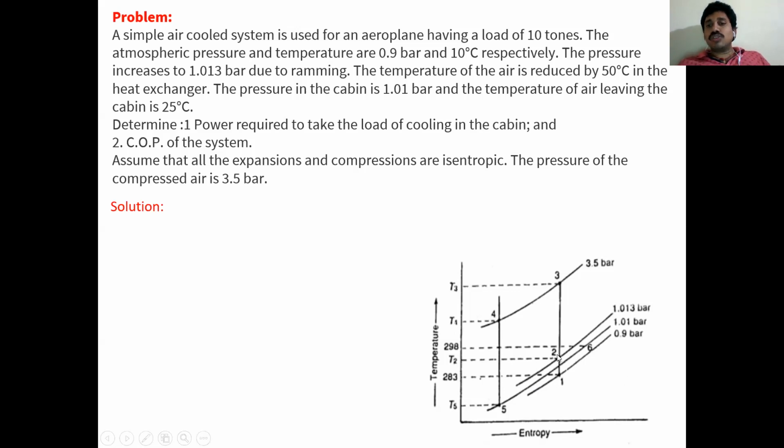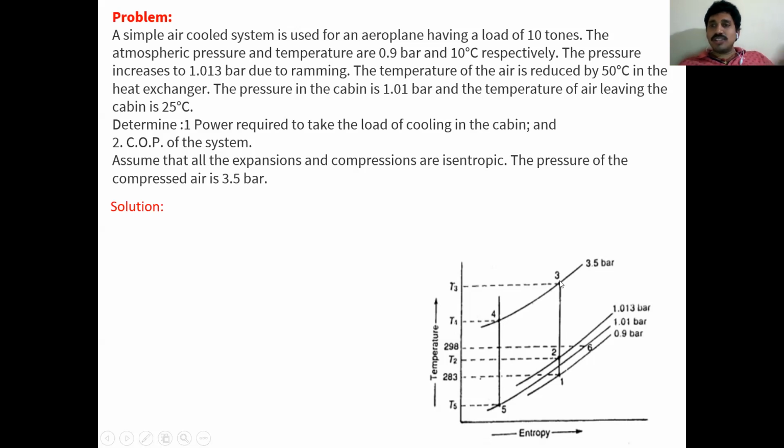Next, 2 to 3 for compression, that is isentropic. So isentropic compression. After the ramming process I have reached pressure 1.013 bar, which was given in the problem. After main compression in the compressor, the pressure value we reached is 3.5 bar, as I mentioned on the slide. So this is the 3.5 bar pressure line, constant pressure line. So I reached 3.5 bar.